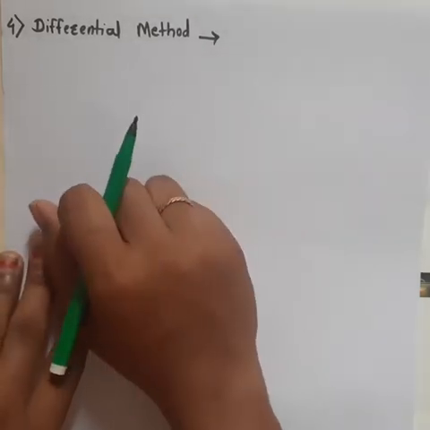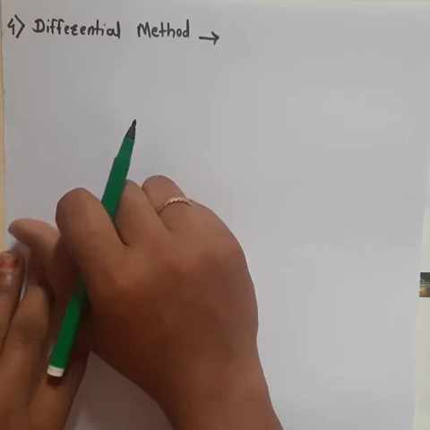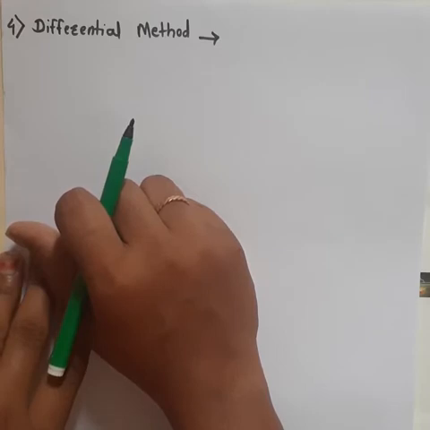Good morning, students. In the last lecture, we studied different methods to determine the order of a reaction. The first method was the integrated rate equation method, the second was the graphical method, and the third was the half-life method or fractional change method.